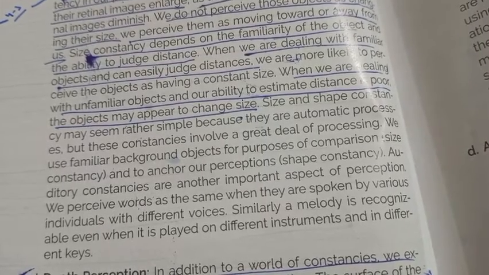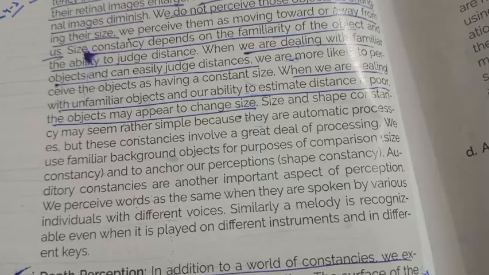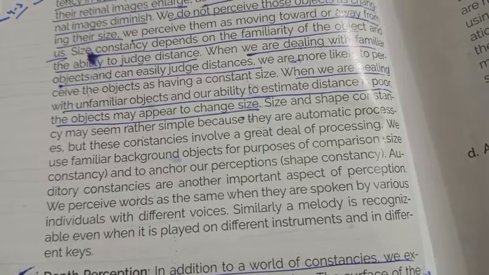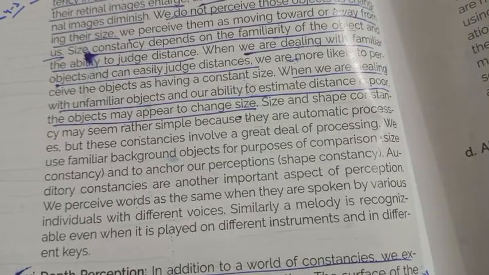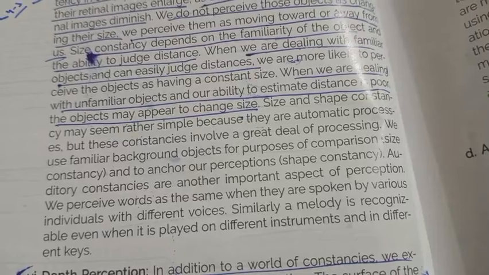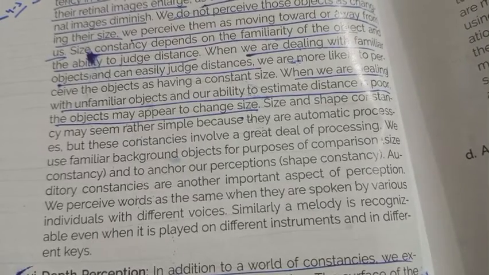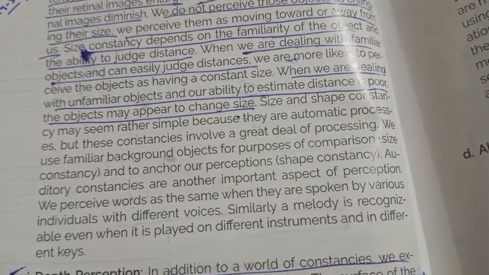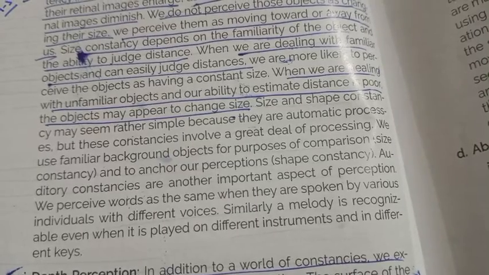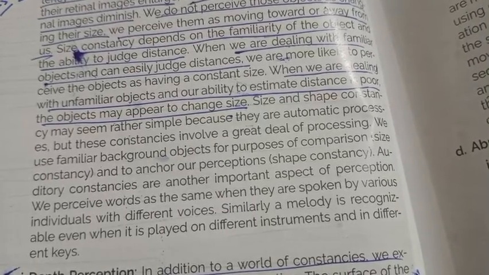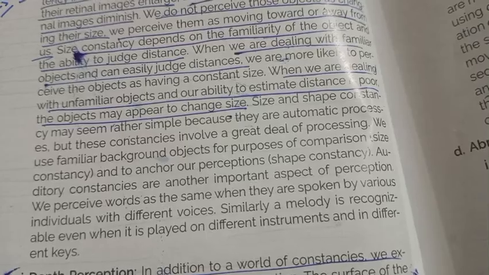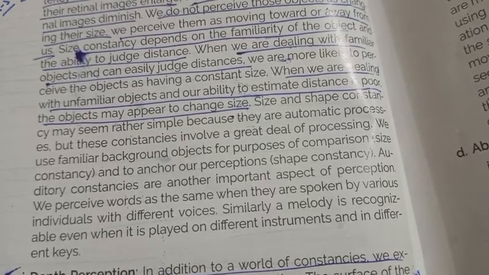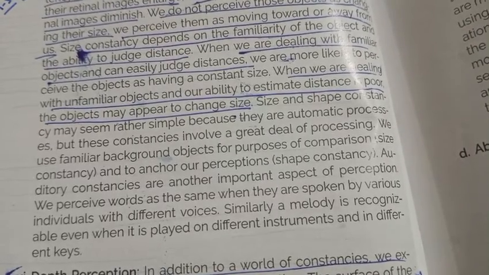Auditory constancies are another important aspect of perception. We perceive words as the same when they are spoken by various individuals with different voices. Similarly, a melody is recognizable even when it is played on different instruments and in different keys.